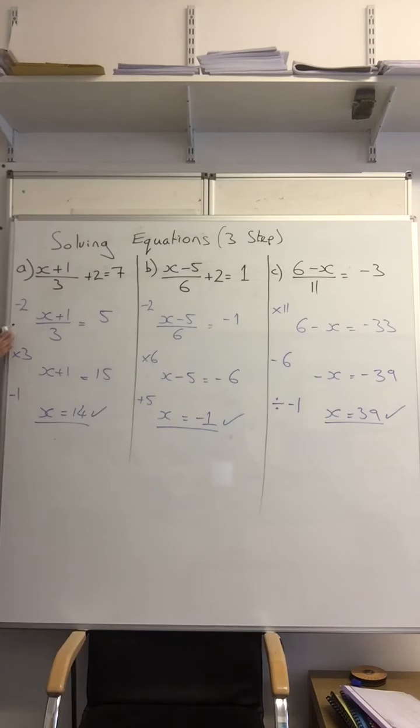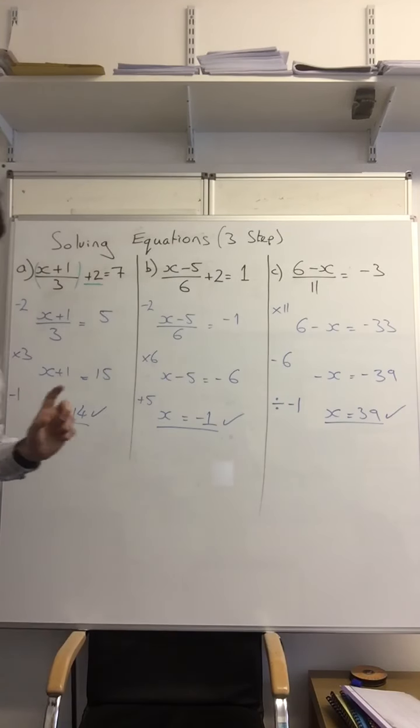So, first example is I've got x plus 1 divided by 3, and that's add 2, and equals 7. So remember, that is a number, and then you're adding 2, and that makes 7. So the first thing to do then is if I ignore this bit here, and I could put brackets around it, I don't have to, is how do I get rid of the add 2?